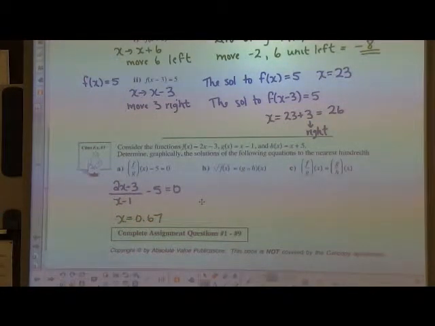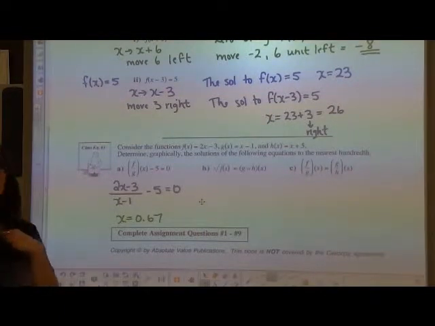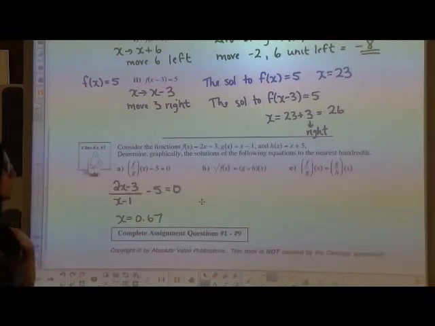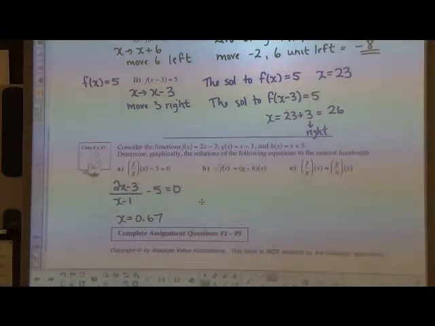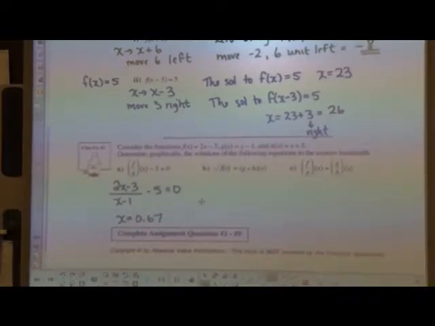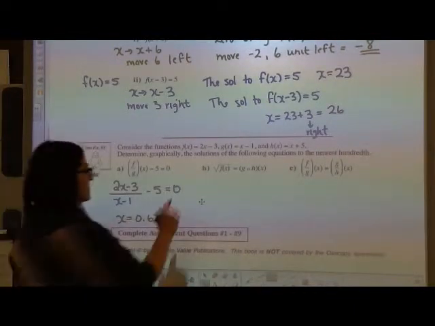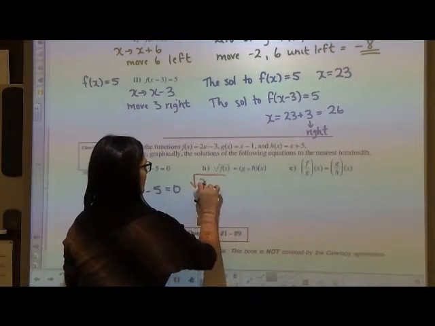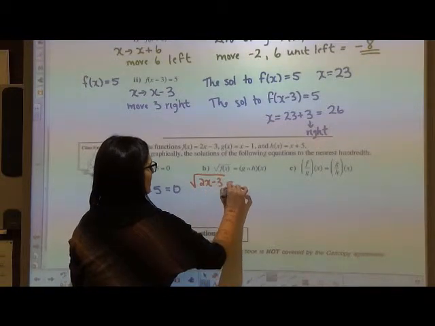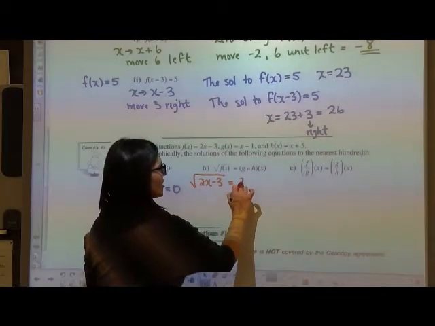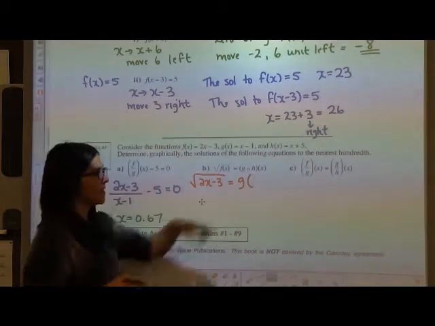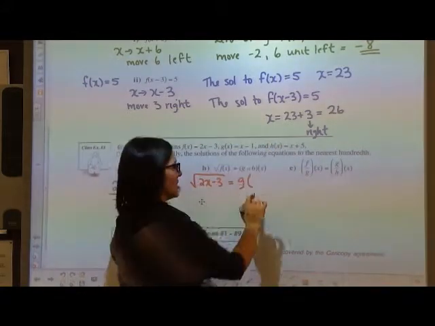Okay, so then I have b. b says the square root of f of x equals g of h of x. So what would the square root of f of x look like? Square root of 2x minus 1. Okay. And then g of h of x means I would have g of h of x, which is x plus 5.